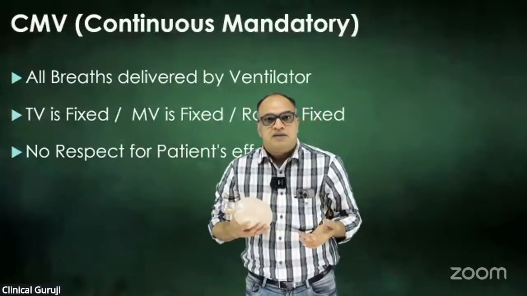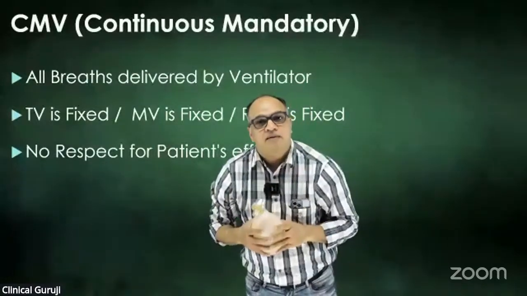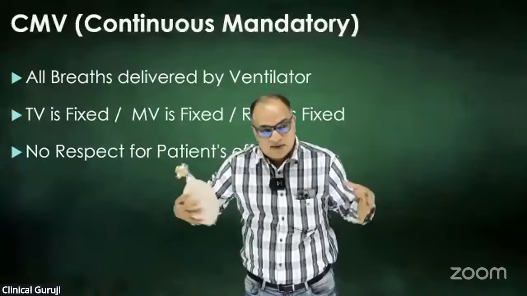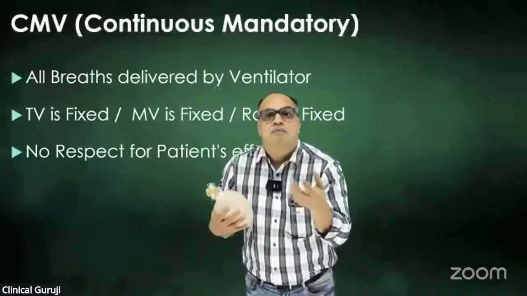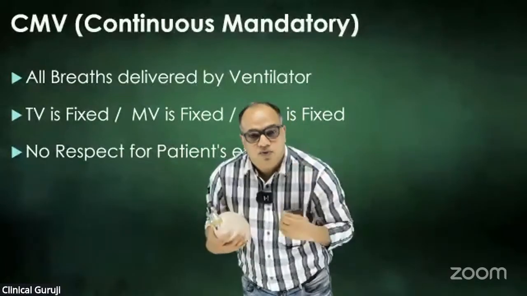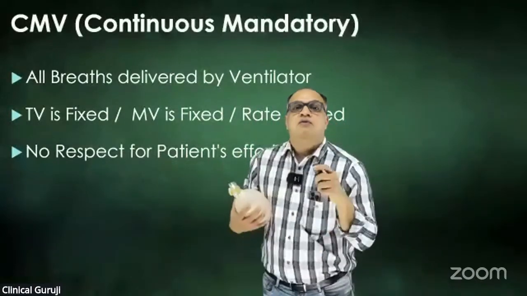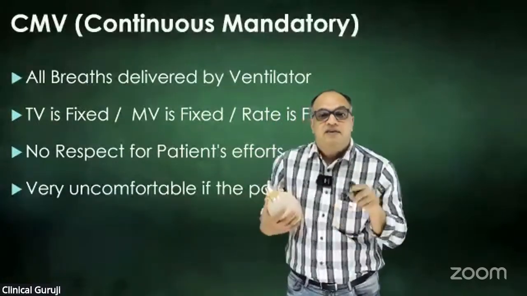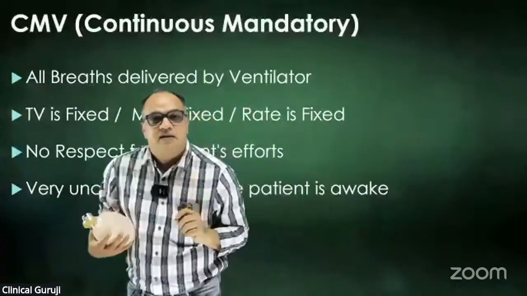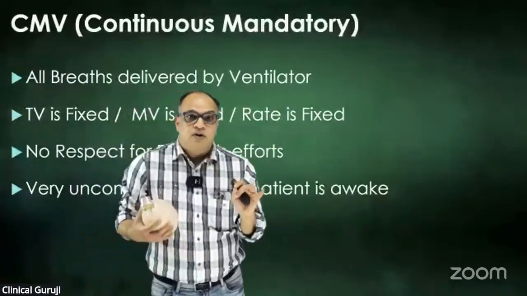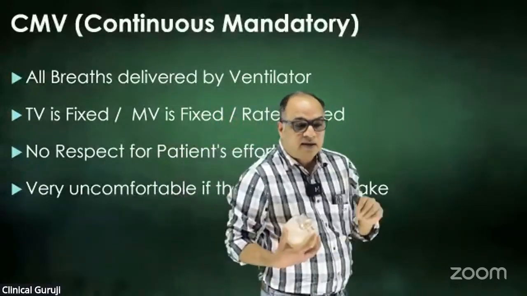Now if Baba is trying to breathe out and you give him breath, what will happen? His lungs will inflate like this. They will start compressing his chest, his heart, and the Baba will go into hypovolemia. The Baba will go into hypotension. This mode was very uncomfortable for our Baba despite saving his life. So this mode was continuous mandatory ventilation and it was good but very uncomfortable for the patient.